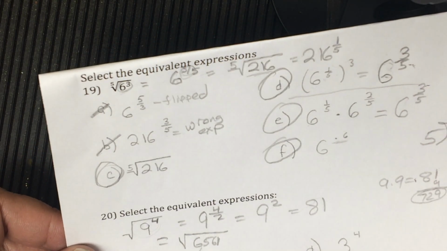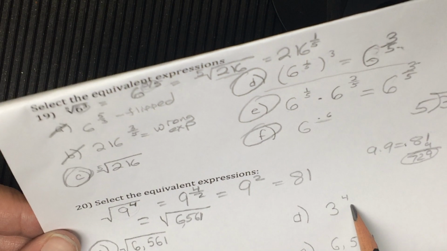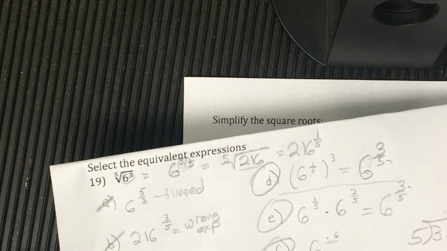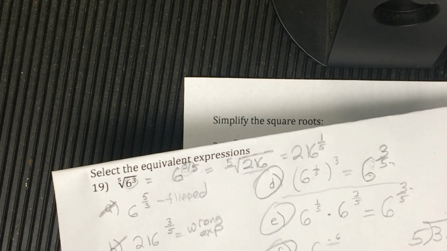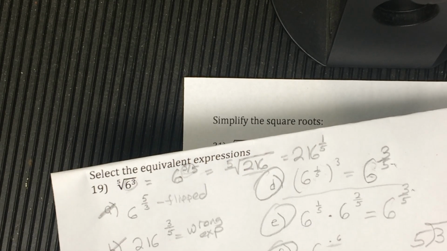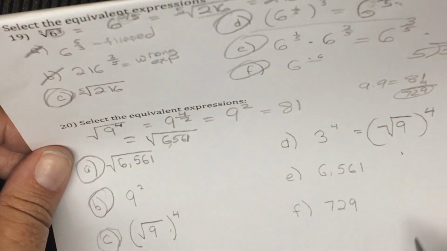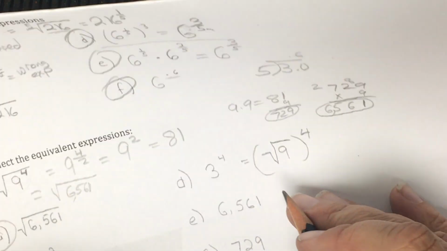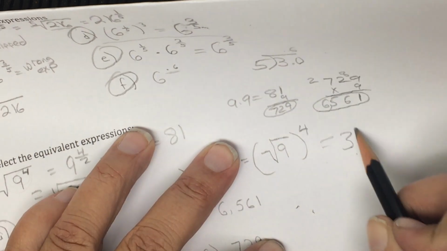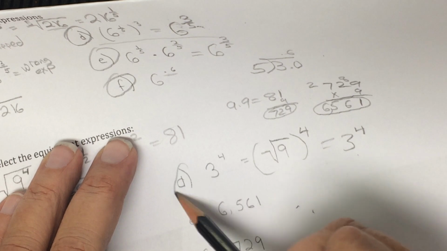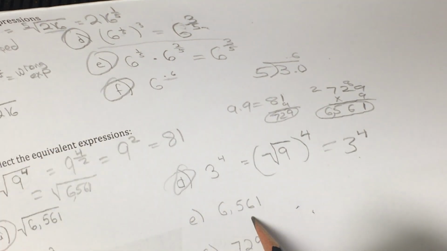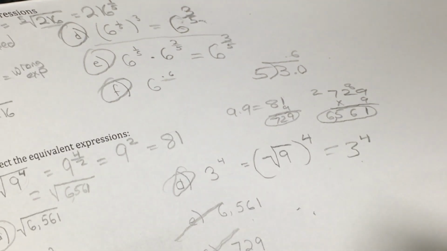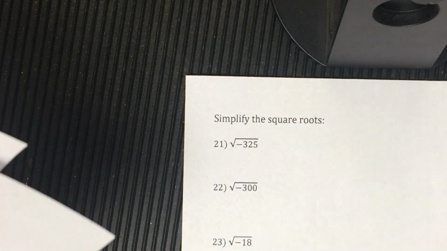3 to the power of 4. You know what? This does work, because look at letter C. Letter C said that you're allowed to do square root of 9 raised to the power of 4. Square root of 9 is 3. So that is 3 to the power of 4. So that one works. Plain old 6,561, nope. 729, nope. And what are we on now? Oh, we are almost done.